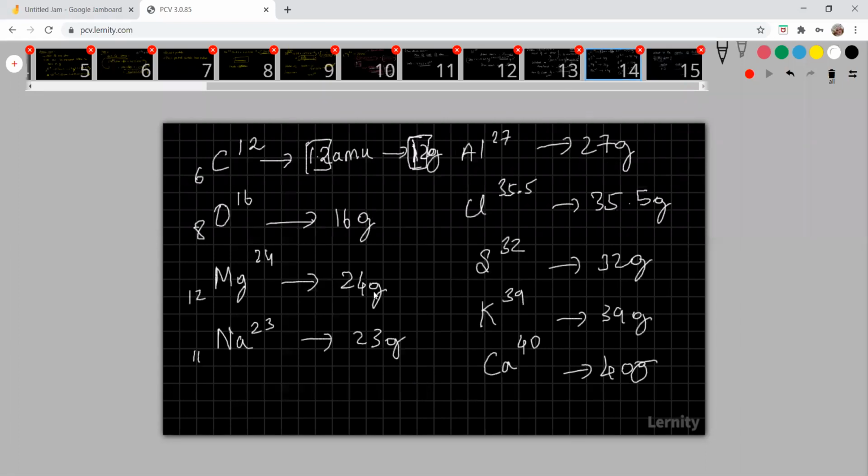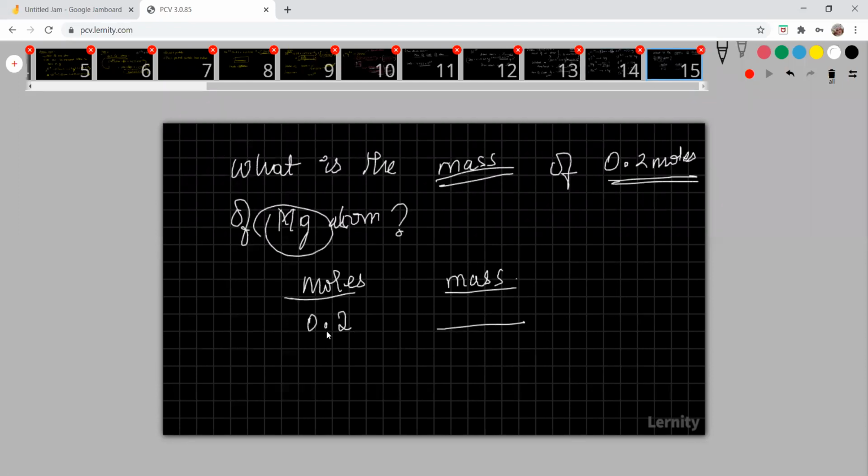What is the detail that you know about moles and mass for magnesium? I know the mass of 1 mole of magnesium atom. That is 24 grams. Now it's simple. The mass of 0.2 moles of magnesium can be easily calculated. Definitely when the number of moles increases, mass increases. So it is a direct proportion. So you write it as 0.2 by 1 equal to x by 24. So x is equal to 24 into 0.2, and the answer that you will get will be 4.8.